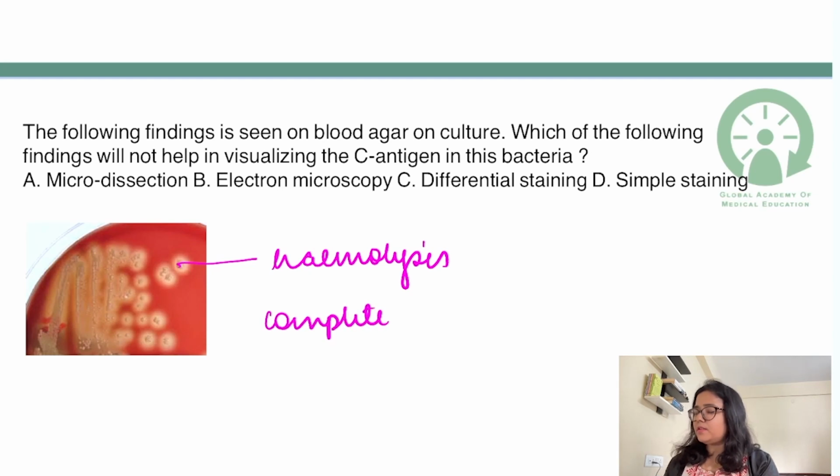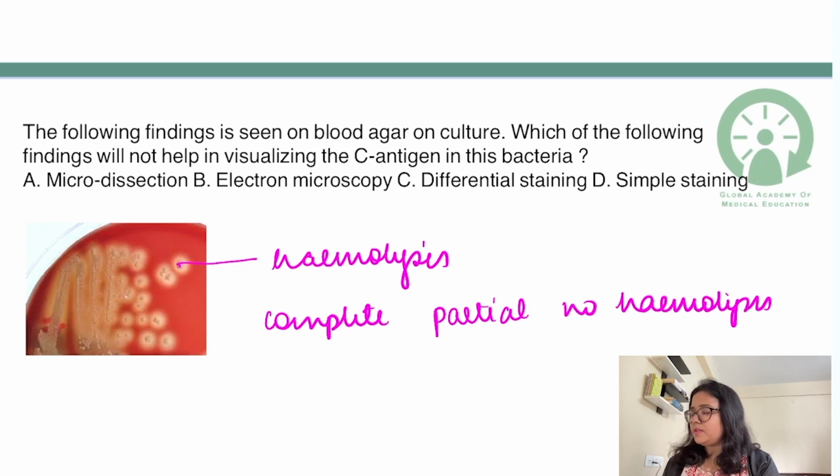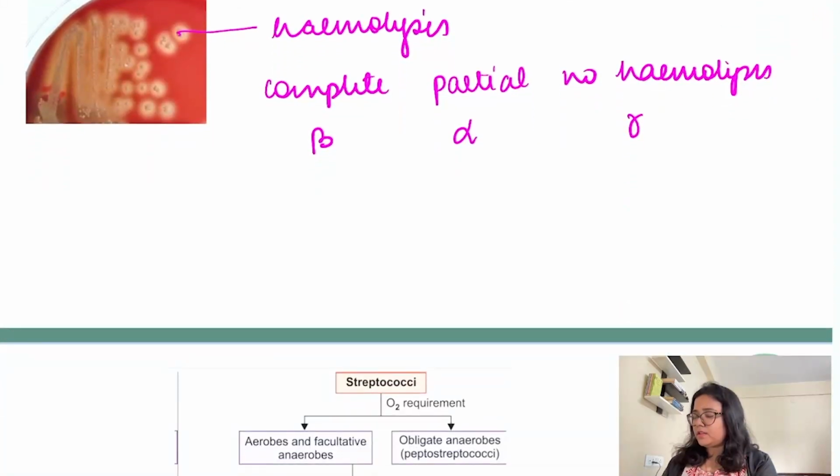So hemolysis may be of three types: complete, partial, and no hemolysis. Complete hemolysis is also known as beta, partial is known as alpha, and no hemolysis is denoted by gamma. So this is based on the carbohydrate or the C antigen present in the cell wall of the streptococci. So this gives us the classification.